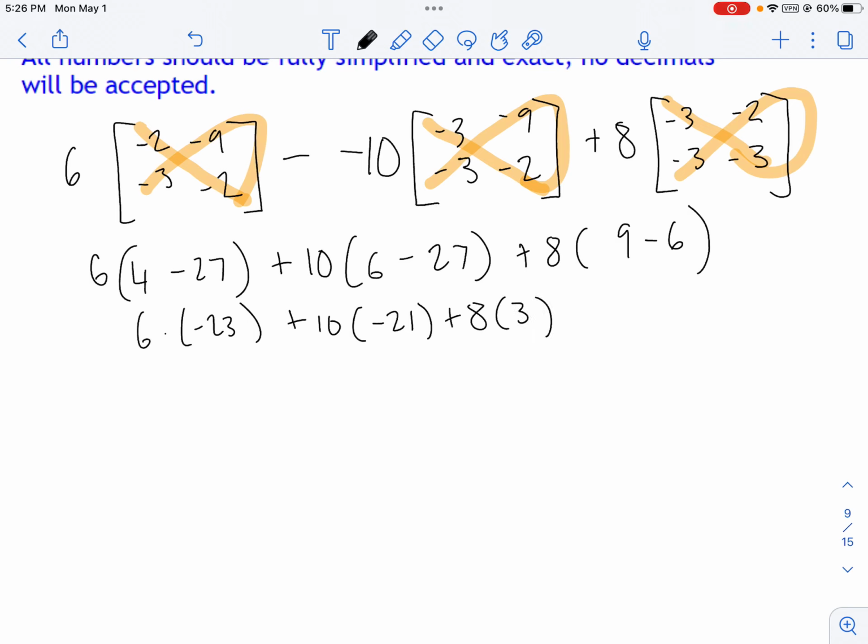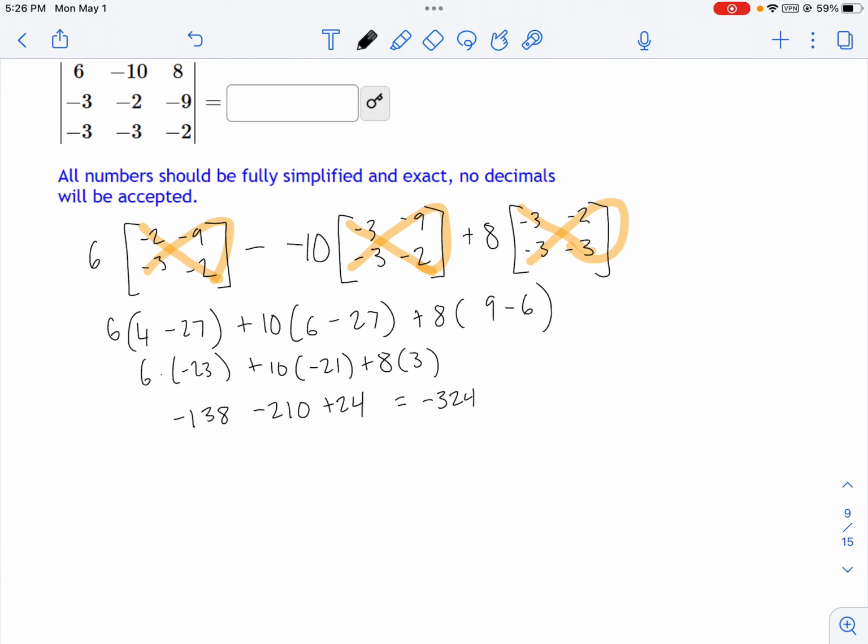And then start just doing these products. So we do 6 times -23, which is going to be -138. And then we have minus 210 plus 24. So then we start combining these together. So then we have -138 minus 210 plus 24. And that final answer it's going to come back is -324. And that is the determinant of the 3 by 3 matrix by using expansion by minors.